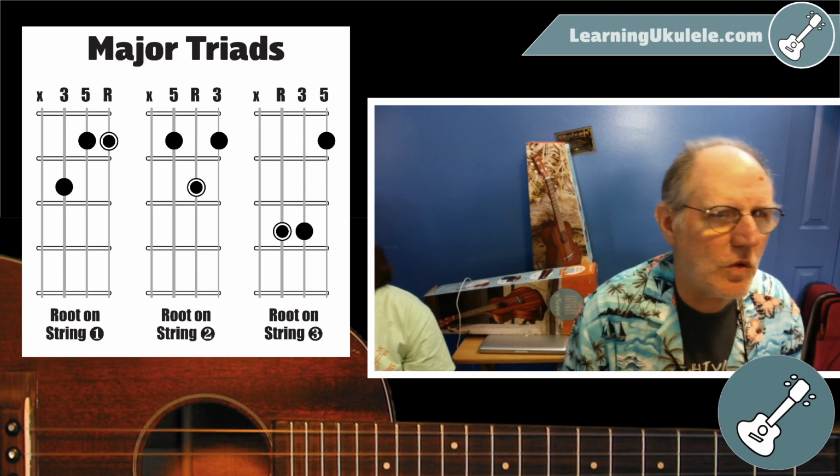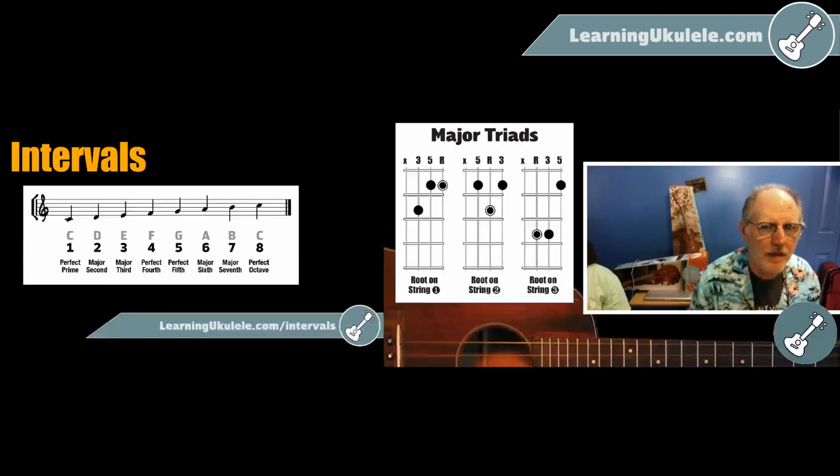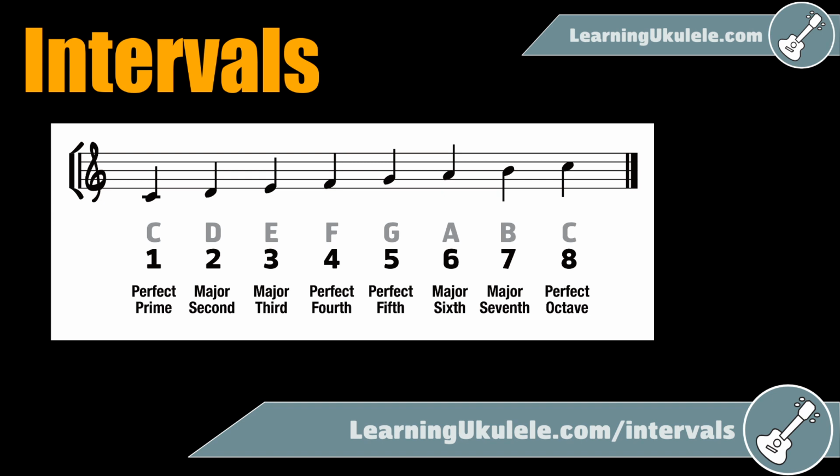So, to review. Memorize your major scales. Where's that at? Yeah, there you go. Here's where all that information comes from. Now you don't have to memorize the perfect and that kind of stuff, but just memorize the numbers in the order. The triads. Memorize the augmented.